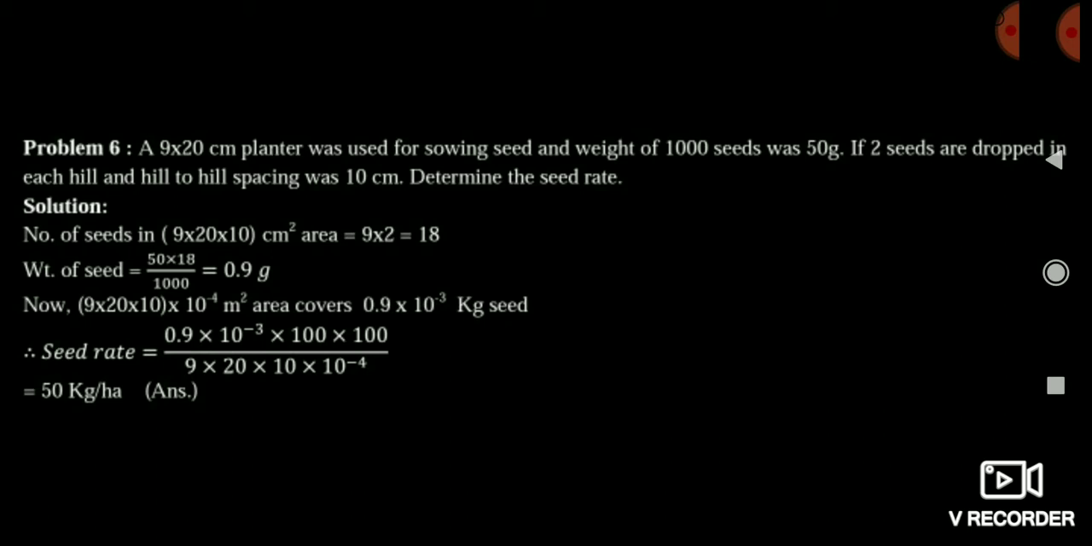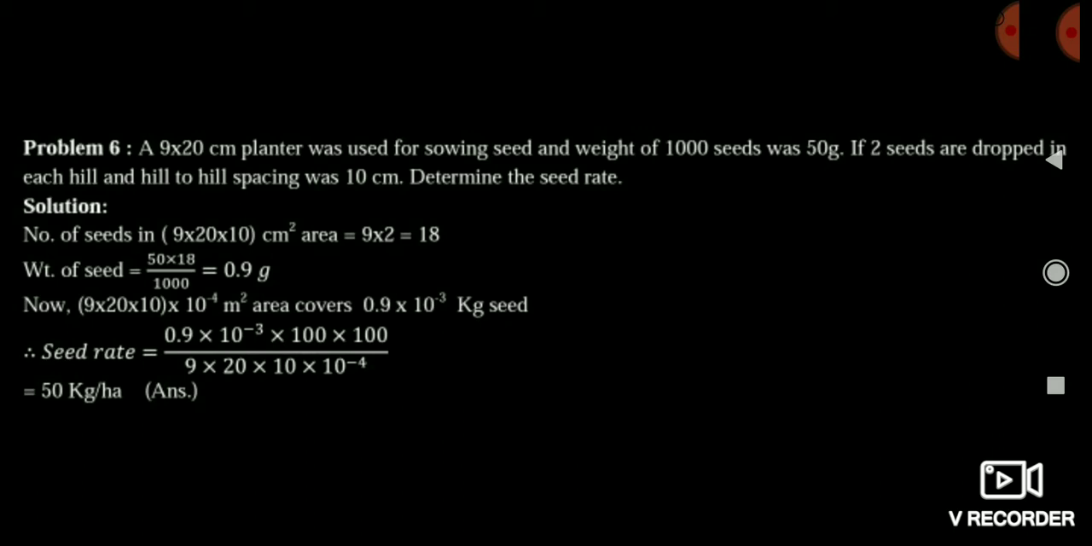And then friends, what is the weight of 18 seeds? So the weight of 18 seeds is 50 by 1000 into 18, that is 0.9 grams. Friends, I have told you in the previous question also, 9 into 20 means 9 is the number of tubes and 20 is the spacing between two successive tubes. So the number of tubes is 9 here. The seeds are dropped from the tube only, and here in the question it is said that 2 seeds are dropped in each hill. It means 2 seeds are dropped from each tube.